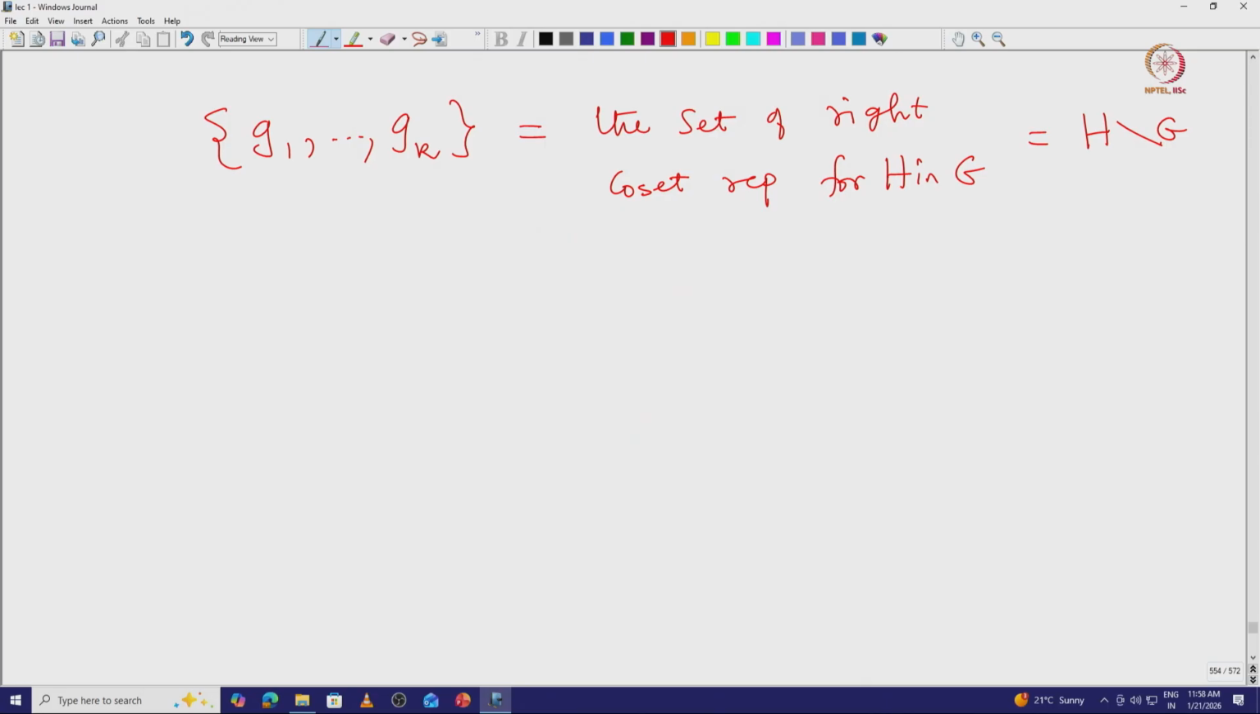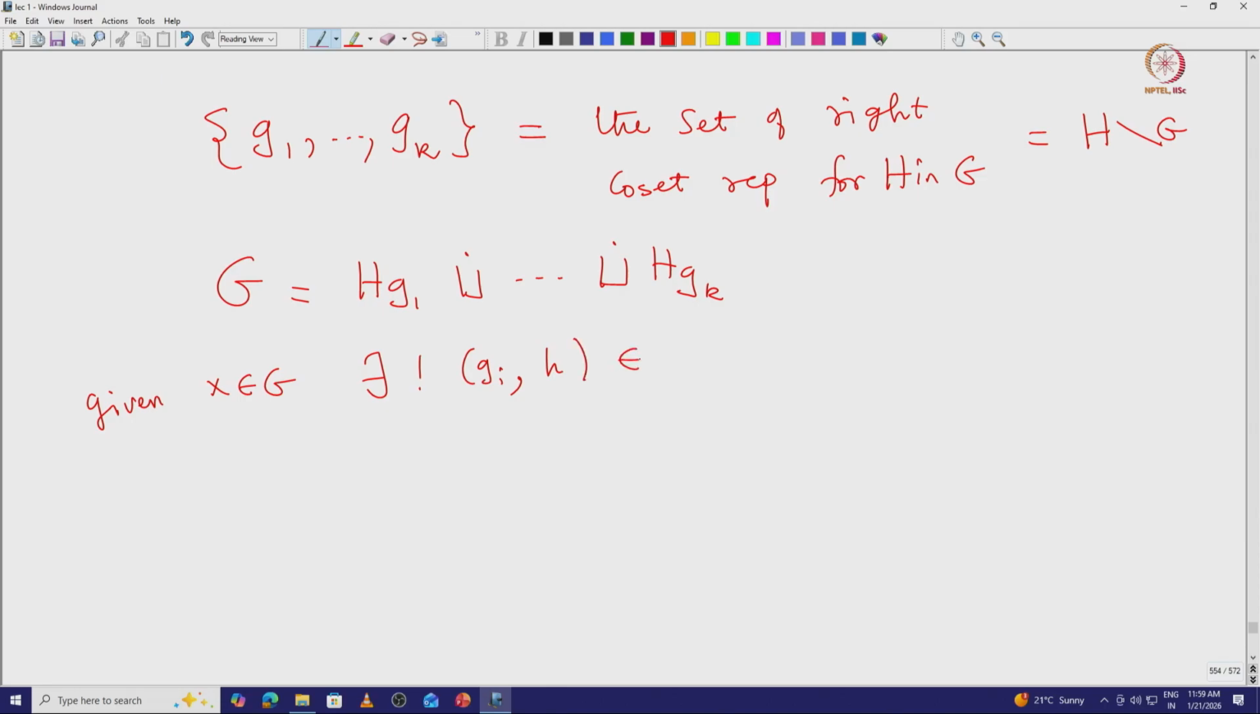Okay. So, now in particular I can write G as H g1 disjoint union etc., disjoint union H gk. So, now given any element x in G, there exists a unique pair g_i, h, where g_i comes from these representatives, in capital H cross the representatives, such that x becomes h g_i. You will be able to write any given element as a product of an element from capital H and this coset representative g_i, and that tuple g_i, h will be unique.